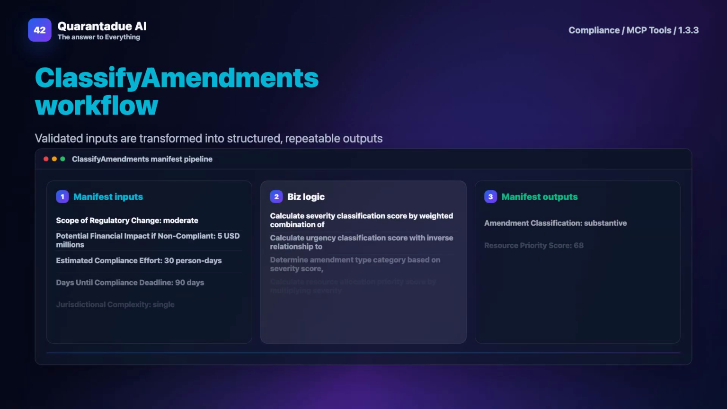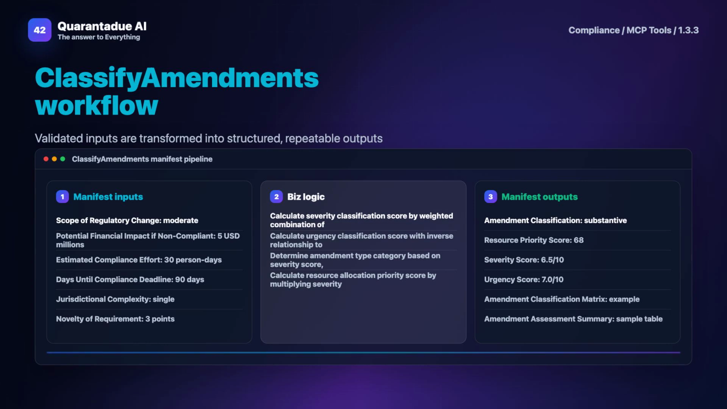The workflow then applies the following steps. Calculate severity classification score by weighted combination of scope change 40% weight, materiality impact 40% weight, and compliance effort 20% weight, normalized to a 1 to 10 scale. Calculate urgency classification score with inverse relationship to deadline tightness. Shorter deadlines increase urgency, multiplied by jurisdictional complexity factor plus novelty score adjustment.